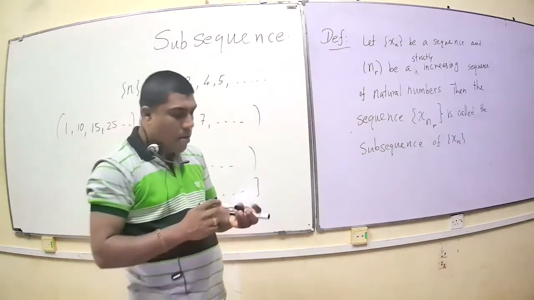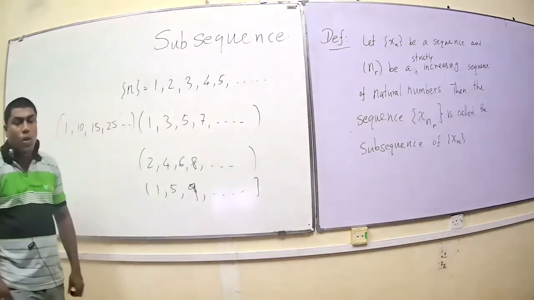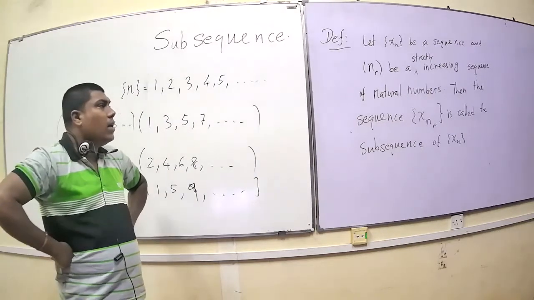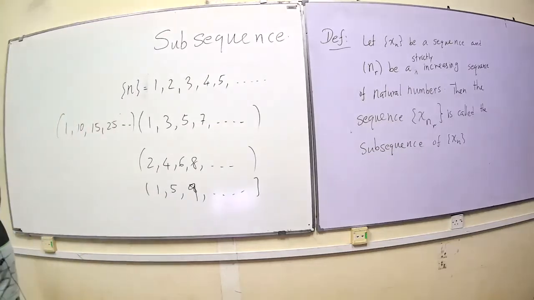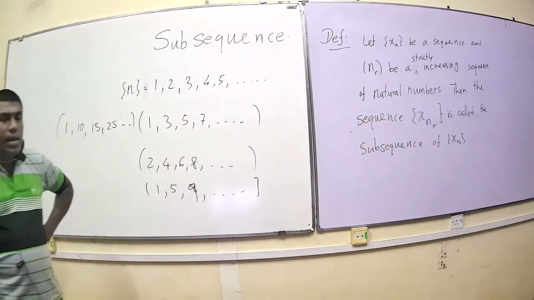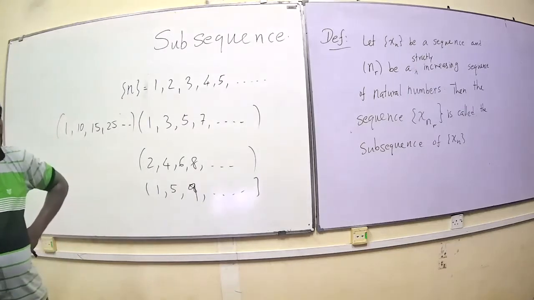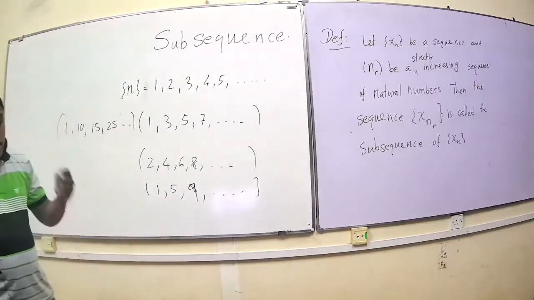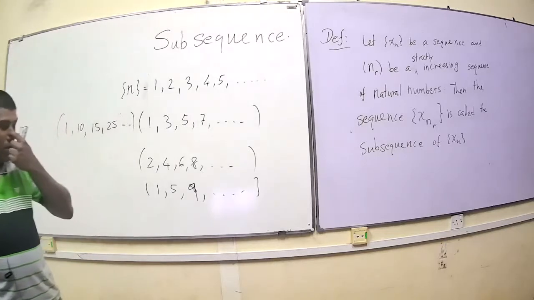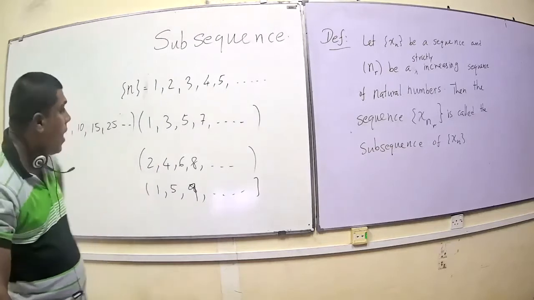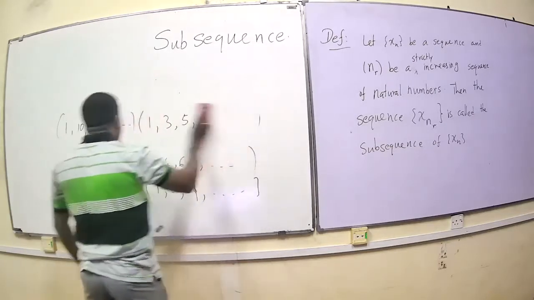So if you take a strictly increasing sequence of indexes, which is a subset of the natural numbers, then the sequence taken with those strictly increasing indexes is called a subsequence. So this is one example. Similarly, you can have several examples. If you have the sequence 1/n, with the numbers 1/2, 1/3, and so on, then you can have this kind of subsequences as well.